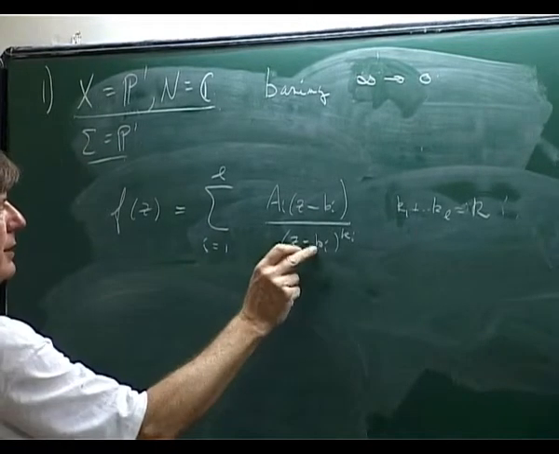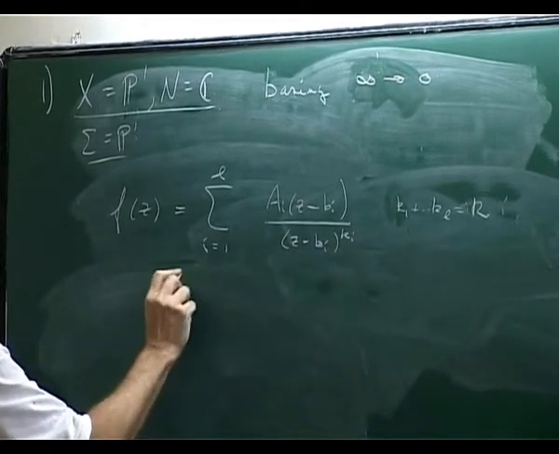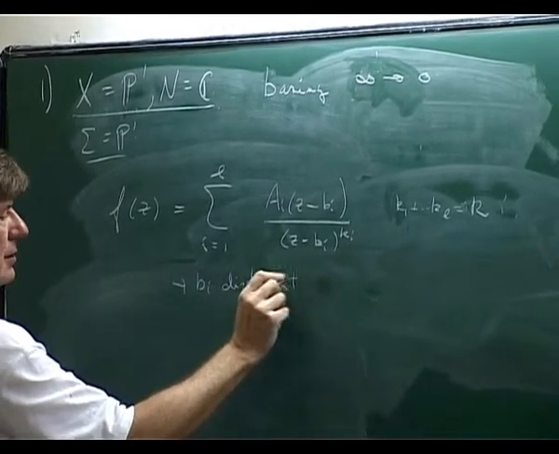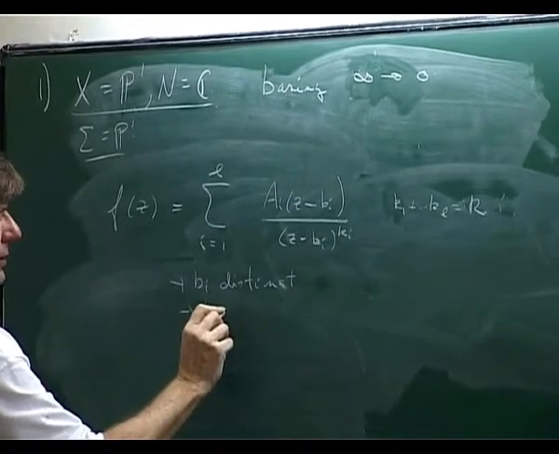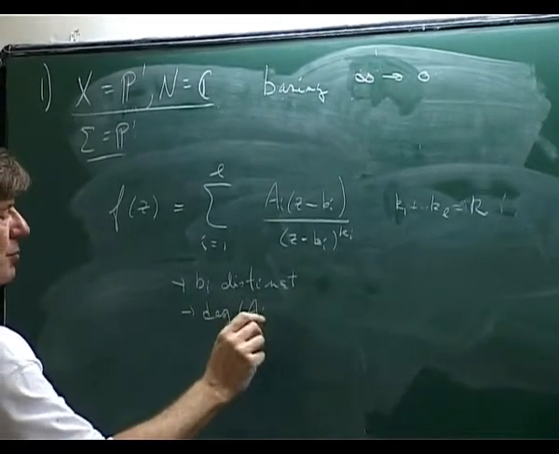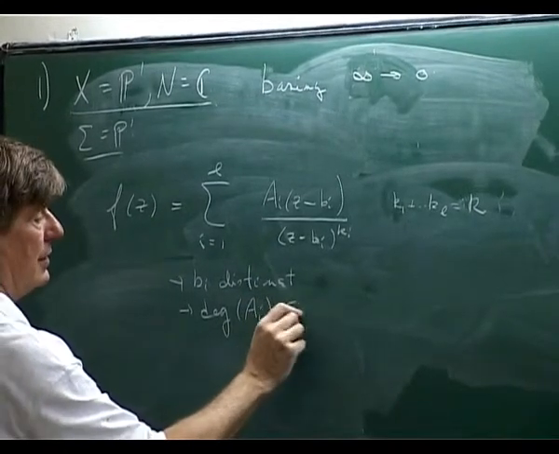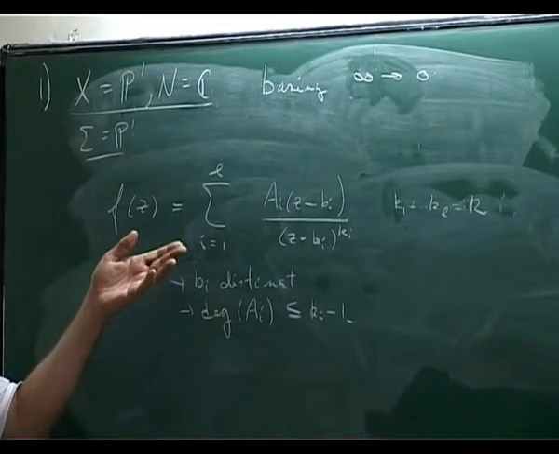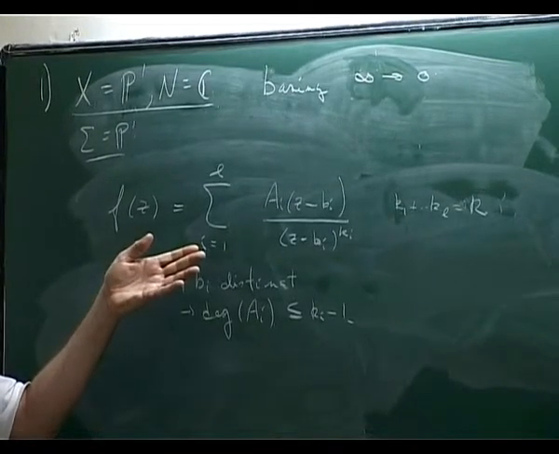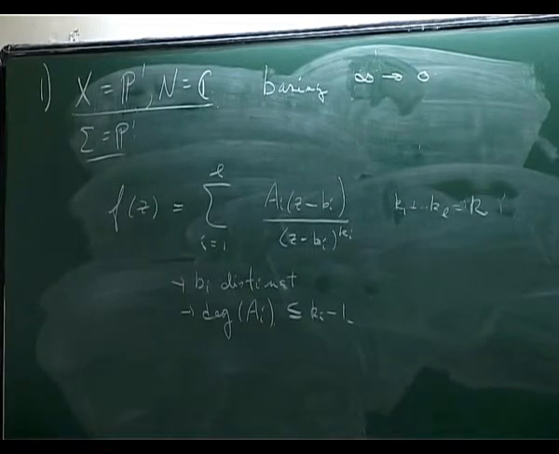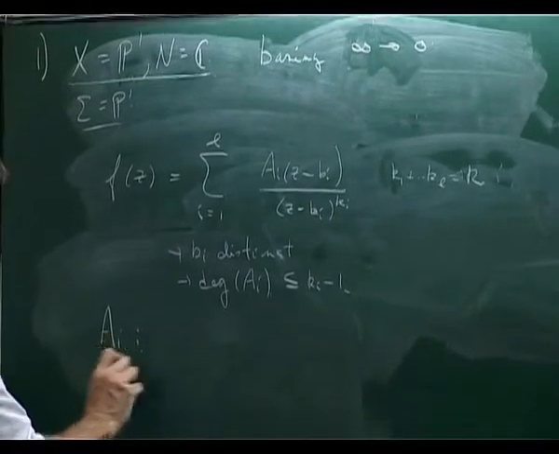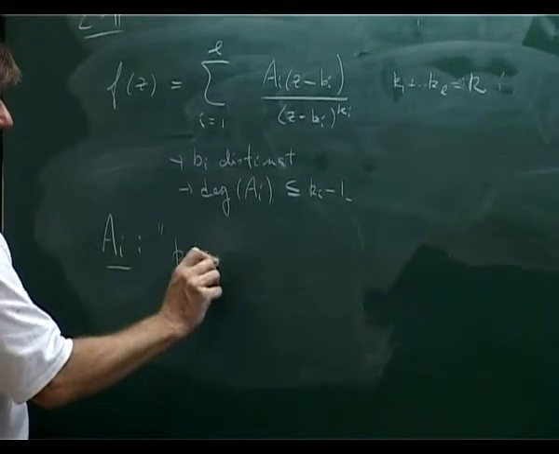Okay, so here, what have I got? The B_i's are distinct. The A_i are polynomials of degree less or equal to K_i minus 1. And you've basically written out the arbitrary map from the Riemann sphere to the Riemann sphere here. So, of course, the A_i's here are the principal parts.